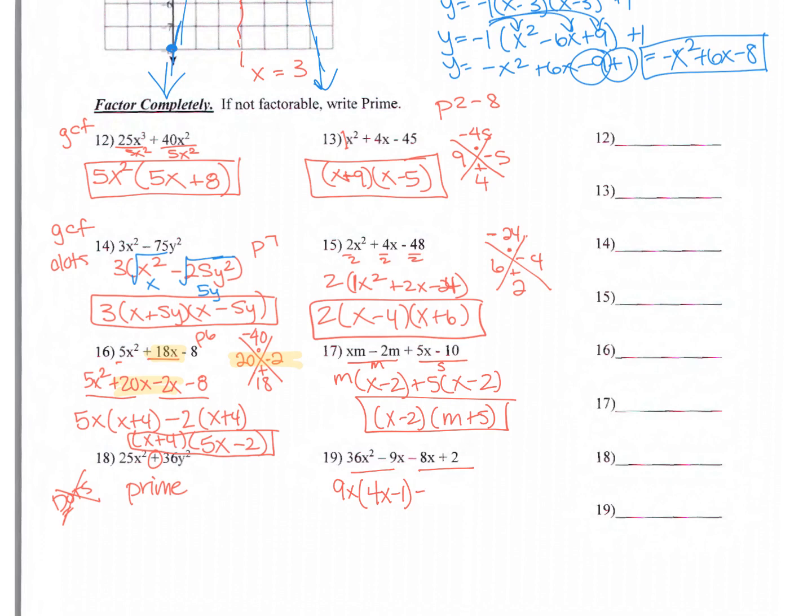My next GCF is going to be negative simply because my middle sign was negative. And 8x and 2 have a 2 in common. Negative 8x divided by negative 2 is positive 4x. And 2 divided by negative 2 is a minus 1. Again, super happy to see my parentheses match. I get 4x minus 1 times 9x minus 2. And that would be my answer.